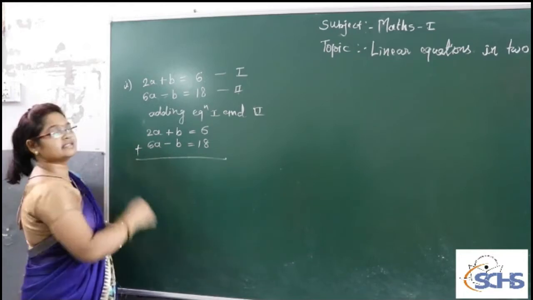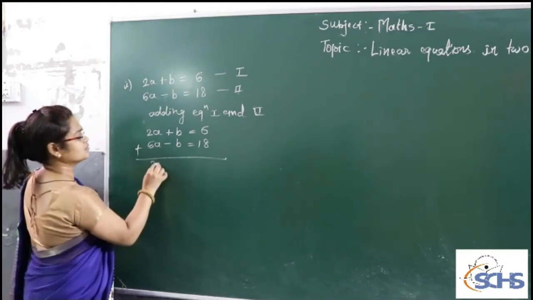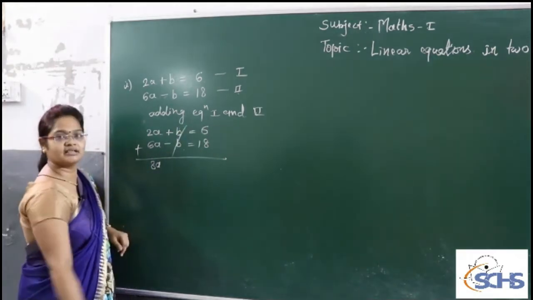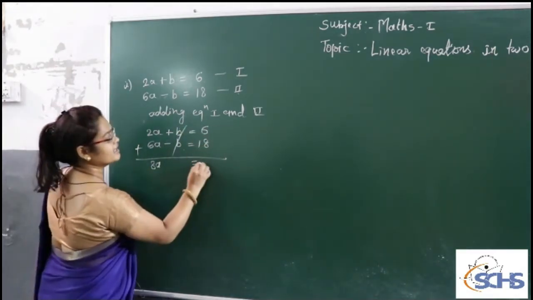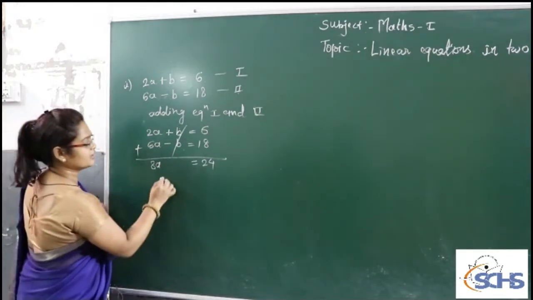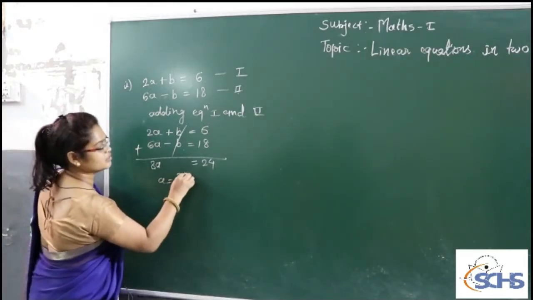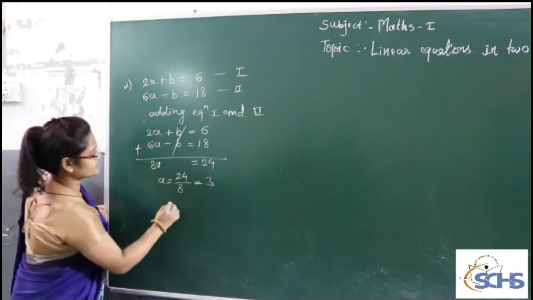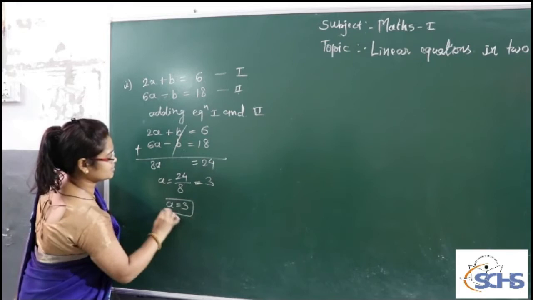So 2a plus 6a is equal to 8a. Plus b minus b, it will get cancelled. 6 plus 18 is equal to 24. So 8a equals 24. Therefore we get a equals 24 divided by 8, that is equal to 3. It means we get the value of a equals 3.